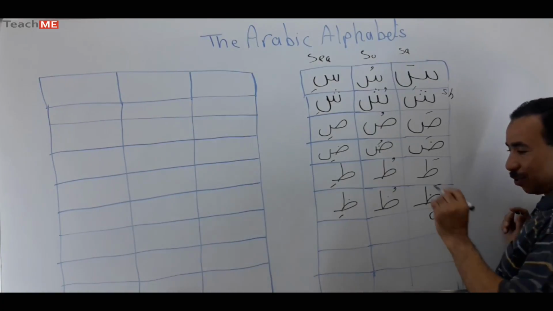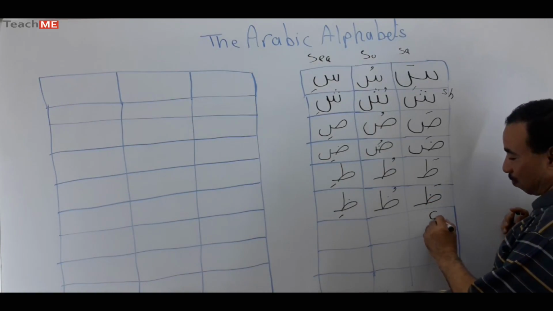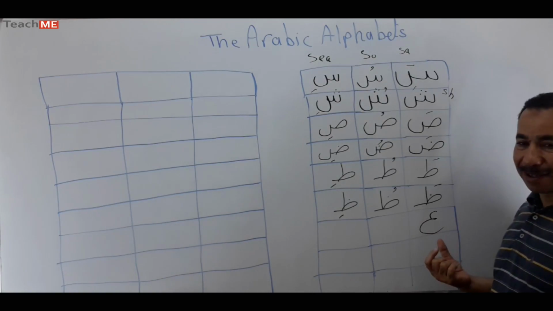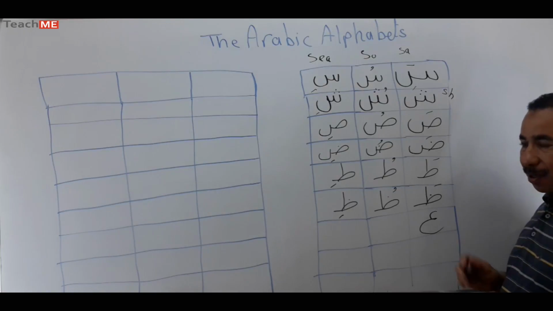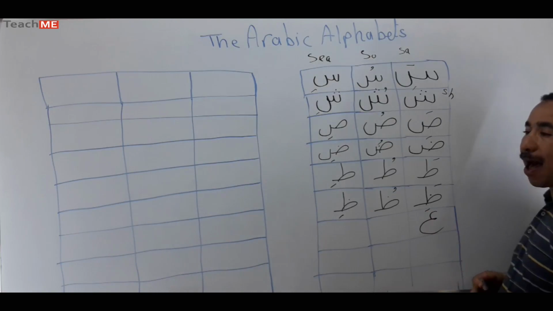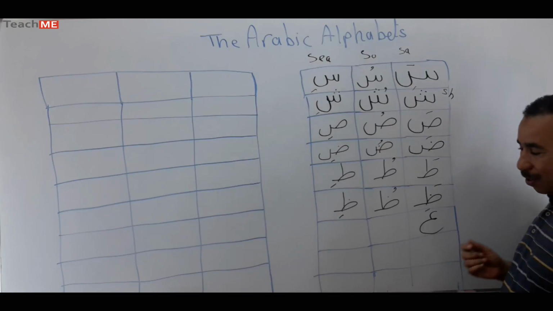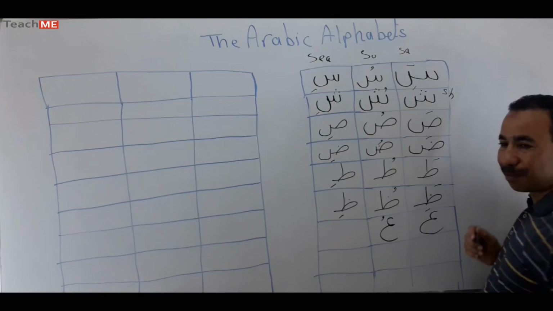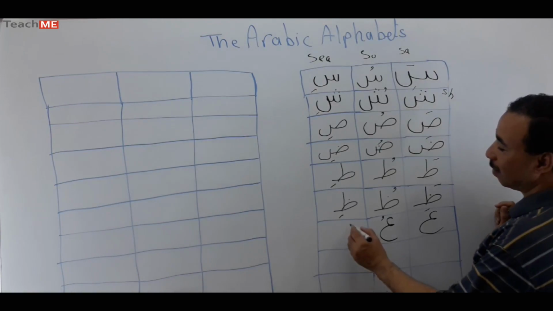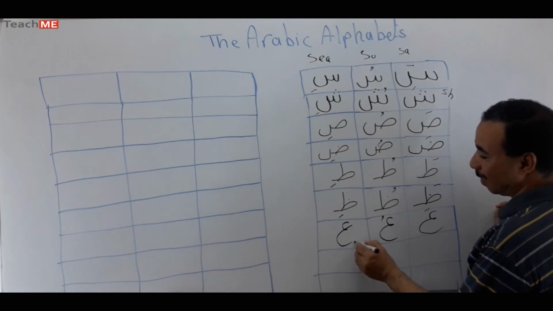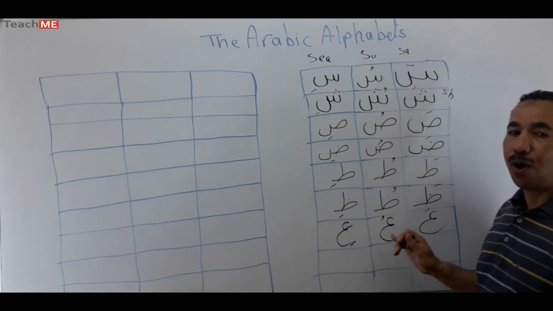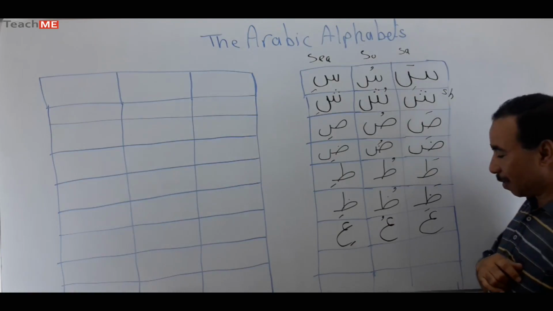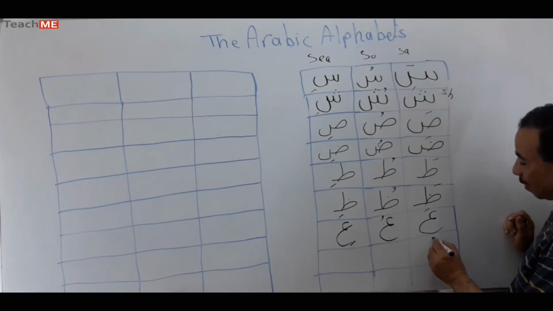The next letter is Ain. Like this, it looks like a C and another C, but a big letter. This is the name, Ain. The sound is A. With dhamma, u. With kasra, i. A, u, i.